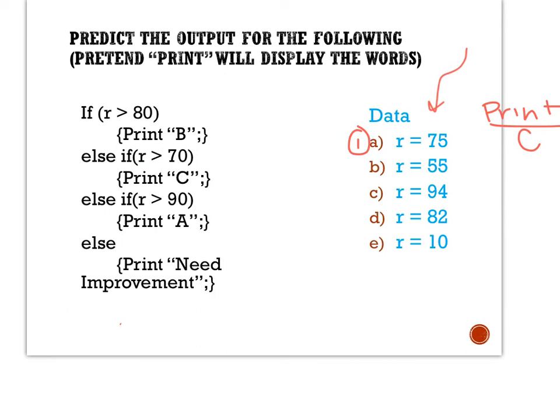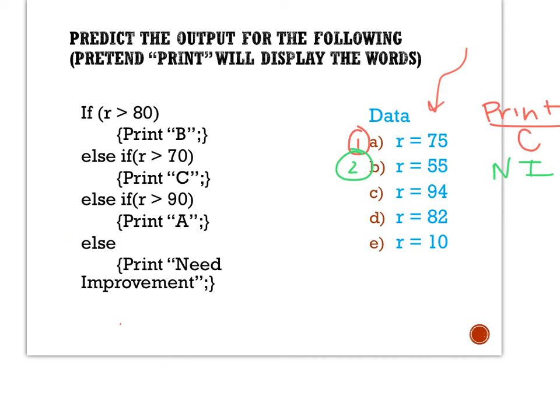Then let's go to a different color. I'll use green this time. And we'll run it through with 55. So here we come through and we say, okay, we're starting at the top of the conditional. I'm not greater than 80, keep going. I'm not greater than 70, keep going. I'm not greater than 90, keep going. Oh, I'm out of options, and this is something that did not meet anything else, so I'm going to print the needs improvement to the screen. And then I'm going to jump to after that code and keep running.